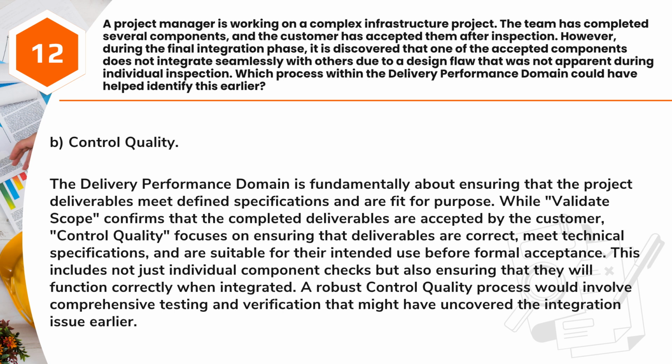Answer: B. Control quality. The delivery performance domain is fundamentally about ensuring that the project deliverables meet defined specifications and are fit for purpose. While validate scope confirms that the completed deliverables are accepted by the customer, control quality focuses on ensuring that deliverables are correct, meet technical specifications, and are suitable for their intended use before formal acceptance. This includes not just individual component checks but also ensuring that they will function correctly when integrated. A robust control quality process would involve comprehensive testing and verification that might have uncovered the integration issue earlier.